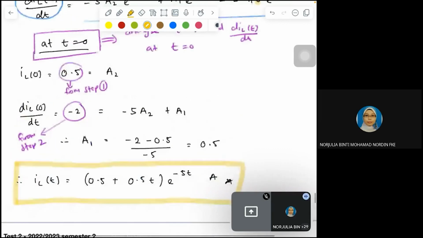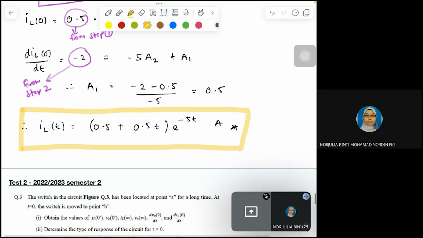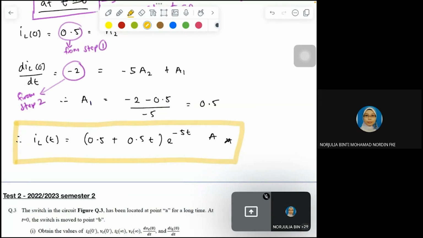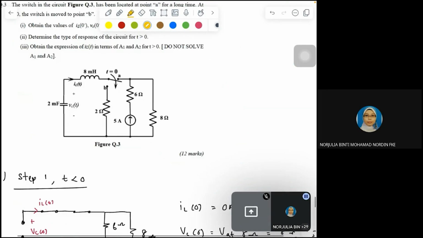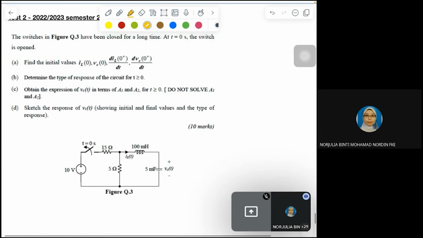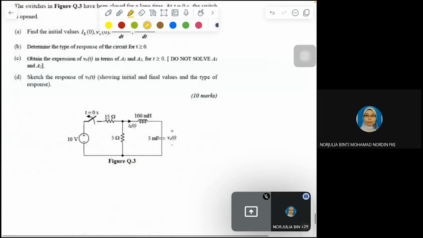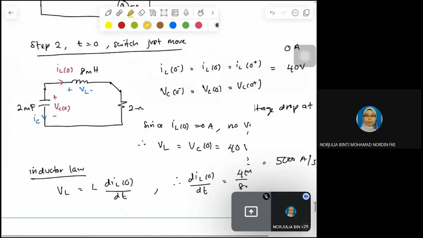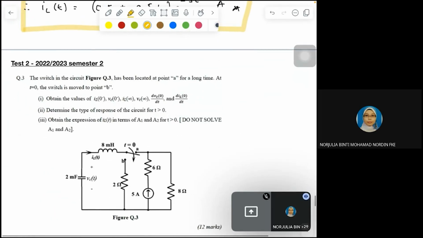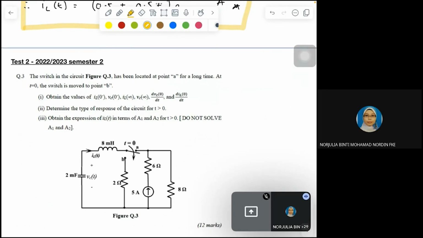Any question? I hope you're clear enough on how to solve second order circuit questions. Inside these notes, I give you another two examples for second order questions. You can do them by yourself, and then refer to my notes for the solutions.